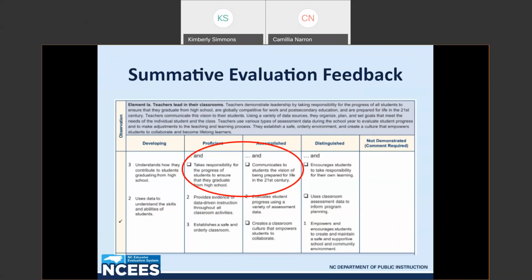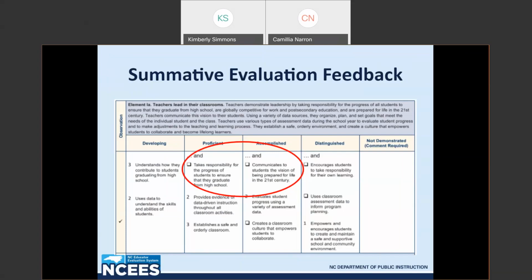So, feedback should focus on growth for the teacher. Let's use the example observation scoring summary to identify where we want our conversation to focus. Two descriptors were not marked at all during any of the observations. Under proficient, we have a descriptor, and under accomplished, we have a descriptor. Communicates to students the vision of being prepared for life in the 21st century.